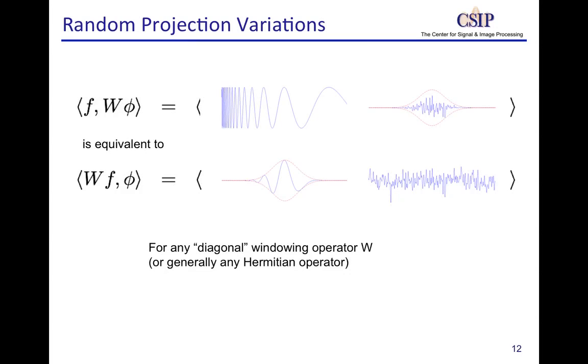And we can play this trick for any diagonal operator W, or more generally, any Hermitian operator. So this could be a windowing in the frequency domain, for example, that will give us some finite resolution noise process.